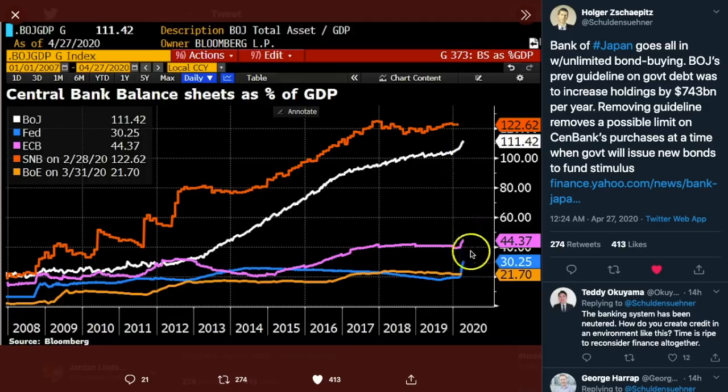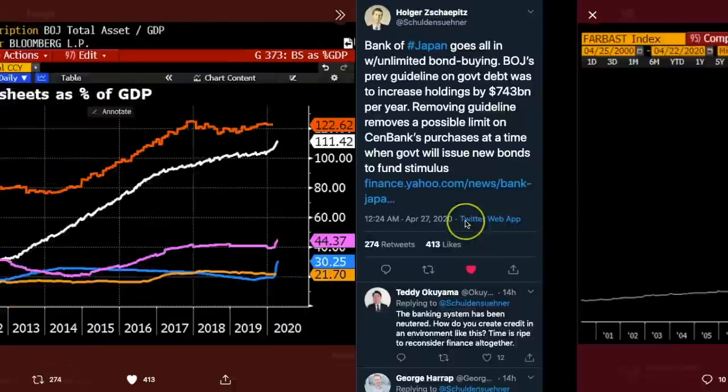But the point of looking at this is twofold. First, I want you to see that the U.S. actually has room to expand their balance sheet a lot further before we reach the heights of the Swiss National Bank or the Bank of Japan. Second, look at the amount of expansion of the balance sheets that we've seen over the past several weeks.